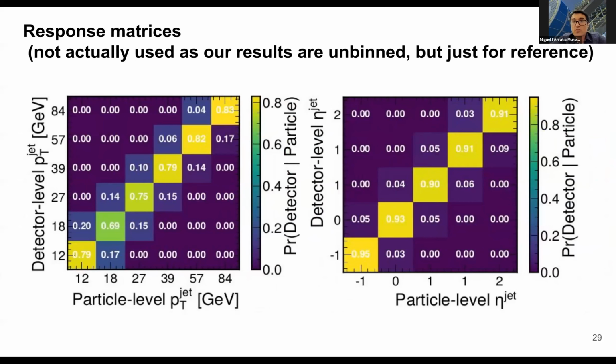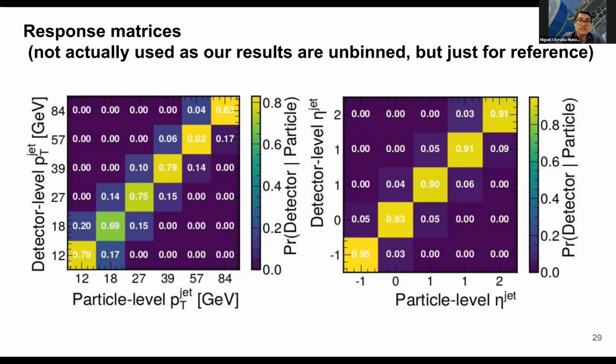And that's the first part. But of course, the second part is what we have to deal with, the so-called response, the fact that what we measure is not the same as the truth level information that we generate in our Monte Carlos. Typically, for normal unfolding methods, you construct response matrices that look like this: on one axis the particle level, and on the other axis the reconstructed level, and hopefully you get some sort of diagonal matrix. Basically, the process of unfolding is more or less to invert this matrix, subject to the statistical fluctuations of the data.